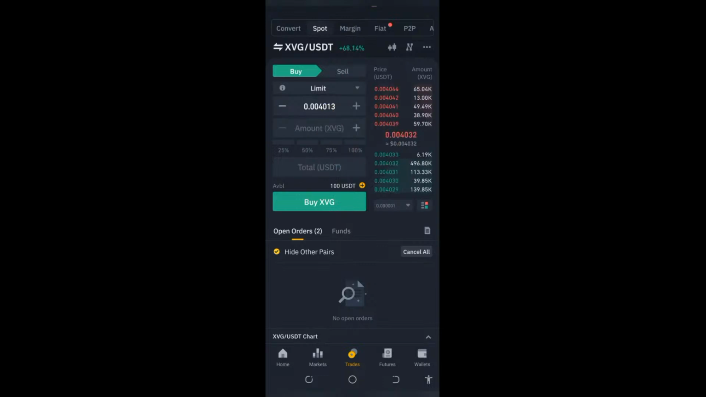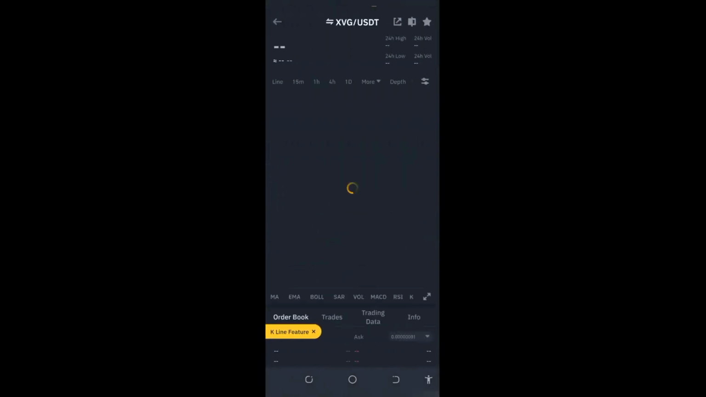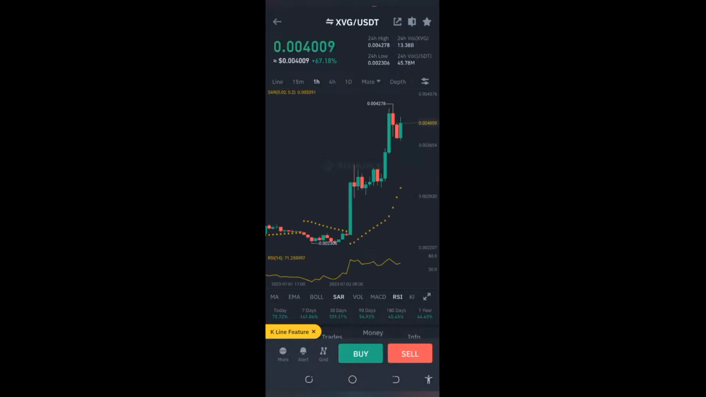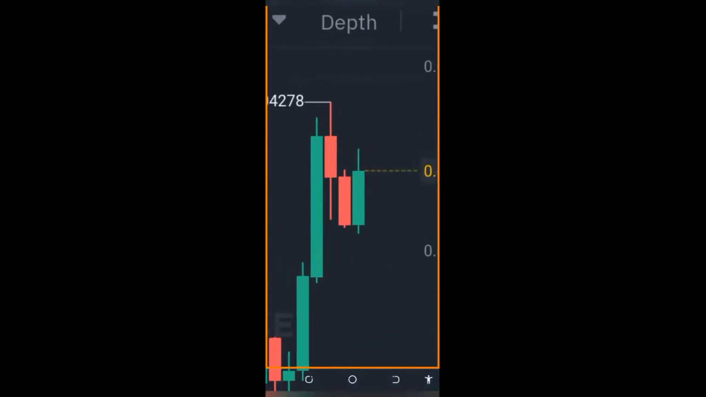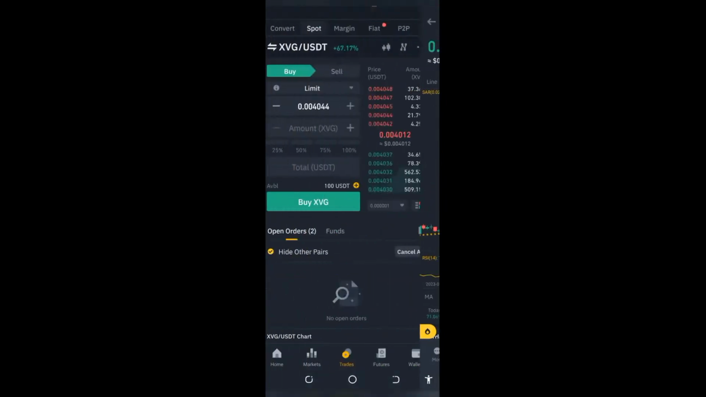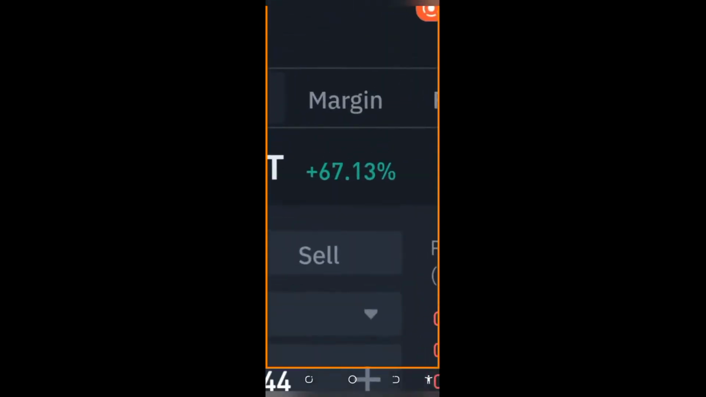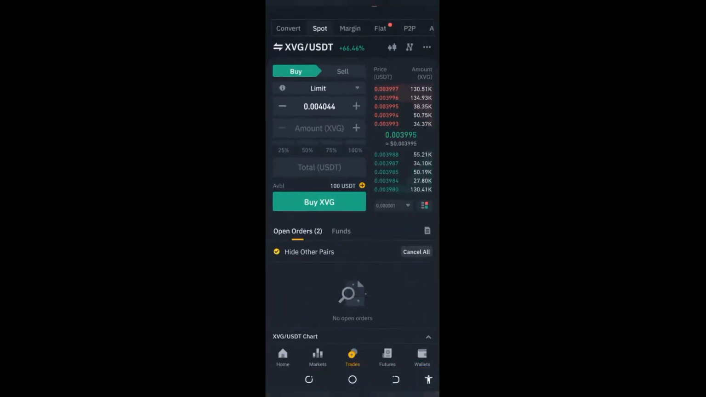Now, I'm currently on XVG/USDT, and we need to look into the charts quickly. This is on the gainers list, right? So we need to quickly make our move. If I go back, you will see that within the past 24 hours it has gained a 67% increase. And I'm like, really? Okay, let's see how to take advantage of this.